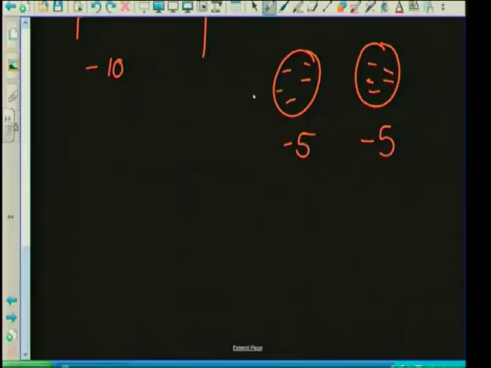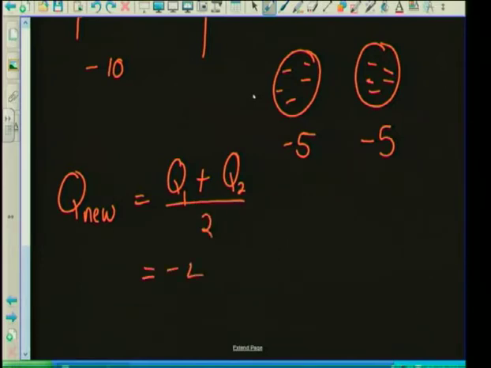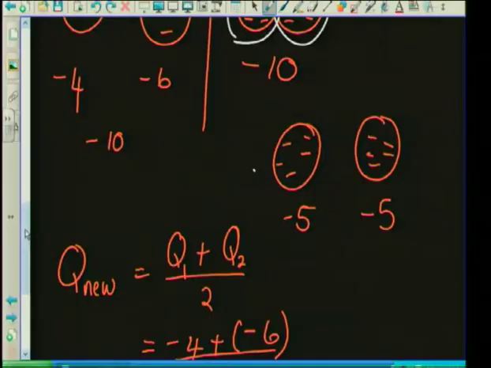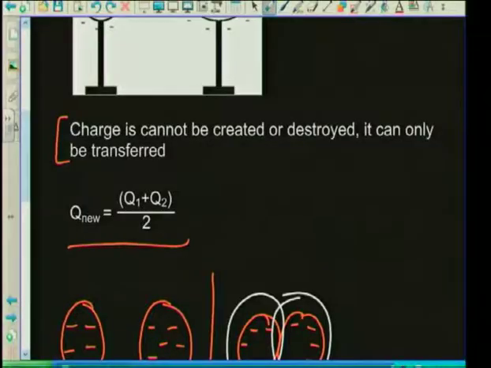If we look at the equation, which I said to you, it says my new charge is one charge plus the other one, divided by 2. I had -4 and -6. So -4 plus -6 gives me -10. That's going to divide by 2, giving -5, which is what I saw. So we're quite happy with that. This equation simply tells me that if I take two charged spheres, touch them together and then separate them, the charge gets nicely distributed between both. So it makes it nice and simple for us.